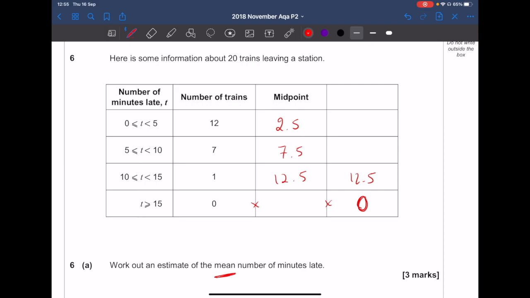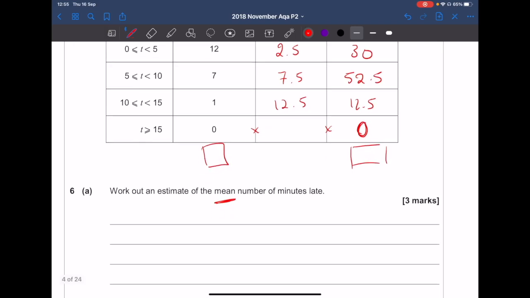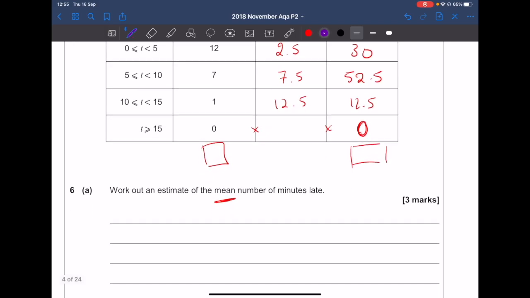And you should have, I'm just getting my calculator for this, 52.5. And 12 times 2.5 should be 30. So we're looking for the total of this column divided by the total of this. Total of that column is 95. Total of this column is 20. 95 over 20, the answer is 4.75. Do not round it, you write it as is. So 4.75.